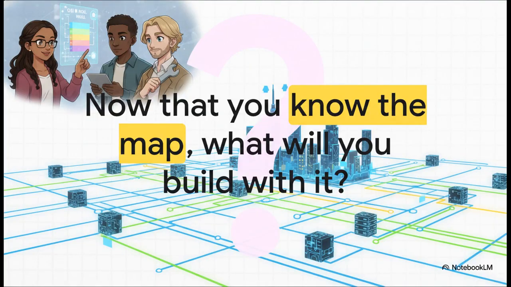So there you have it. You now have the fundamental map of how the internet is built. And that's a powerful thing. It's a tool for understanding, a tool for fixing things, and maybe even a tool for building the next big thing. So the only real question left is, now that you've got the map, what are you going to build with it?